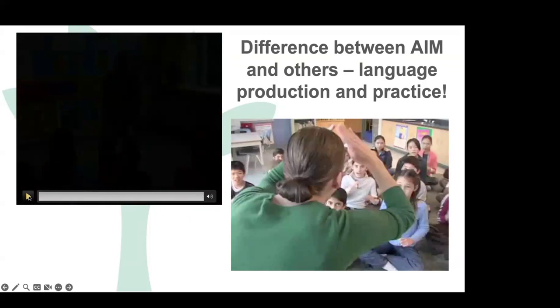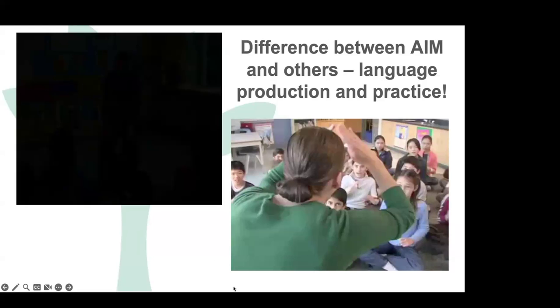So that teacher is great. I mean, there are many aspects of what she's doing that are great. She's using the target language only. She is talking and sharing about herself with her students, which is lovely. The kids are listening. We don't know if they're understanding, and they're very quiet.